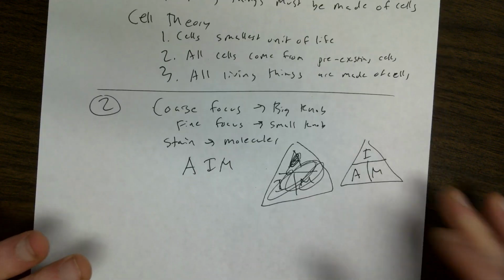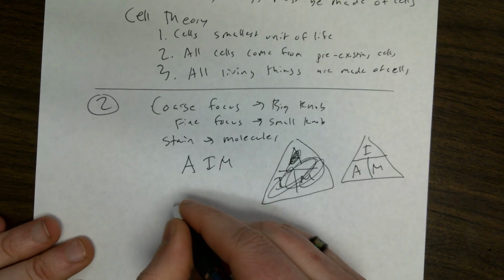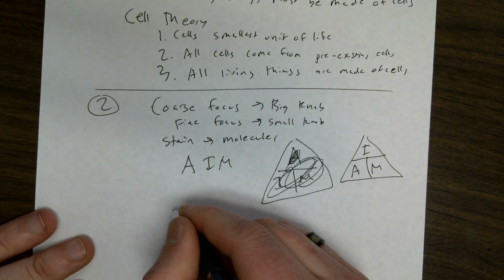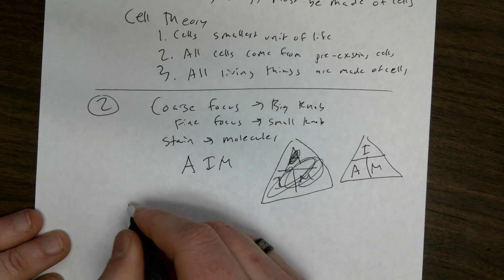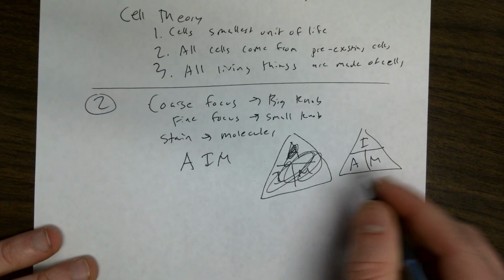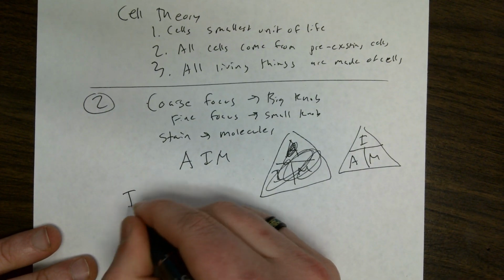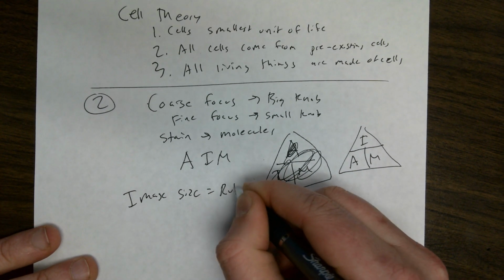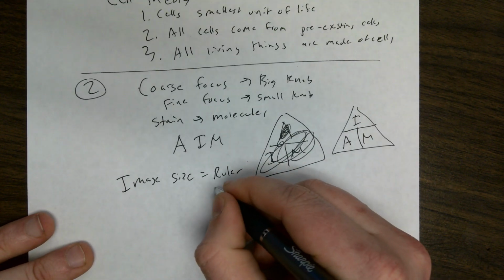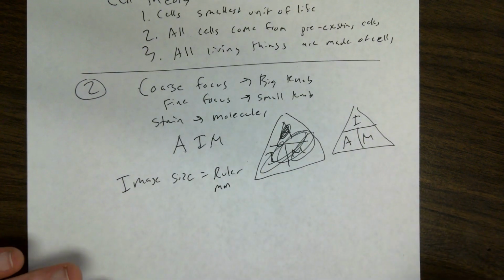There's the formula. If you know the actual size and the image size, you can divide those two to get the magnification. Or if you know the magnification, you can calculate the other two. So how do we get the image size? For image size, you use a ruler. You pretty much always want to measure in millimeters, and I'll explain why in a second.